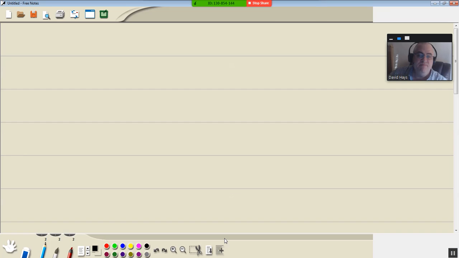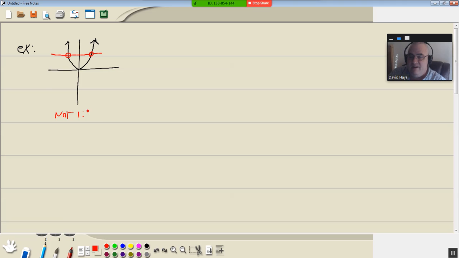An example of this. Here's a graph of y is equal to x squared. We know the fact that it has an even power, that it's not a one-to-one function. But if I draw a horizontal line here, you see it intersects at two or more places. So this is not a one-to-one function. So that's what I mean by the horizontal line test.